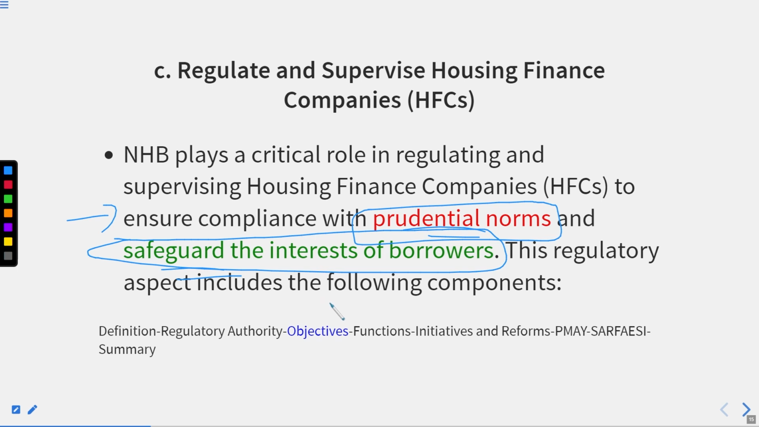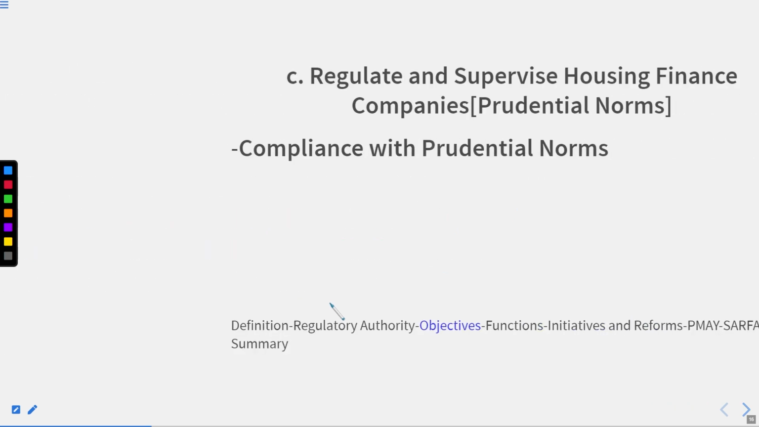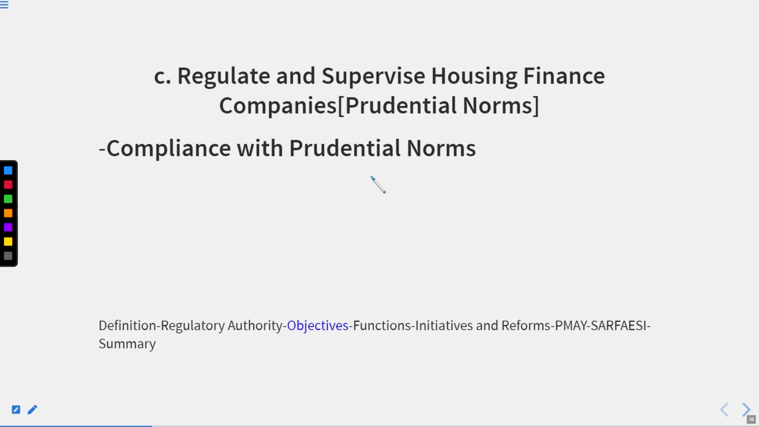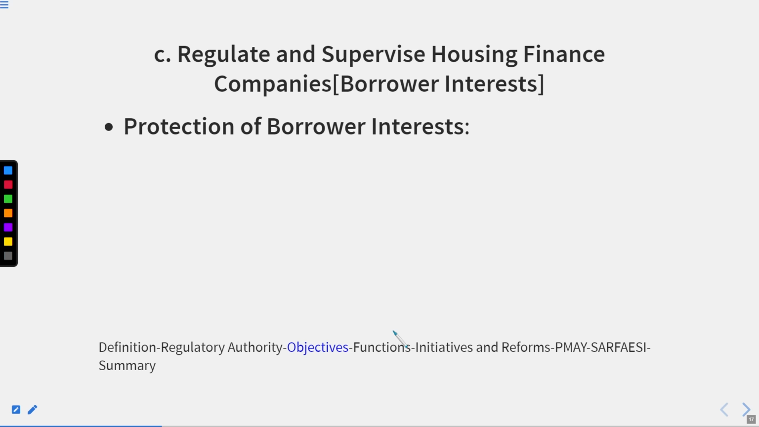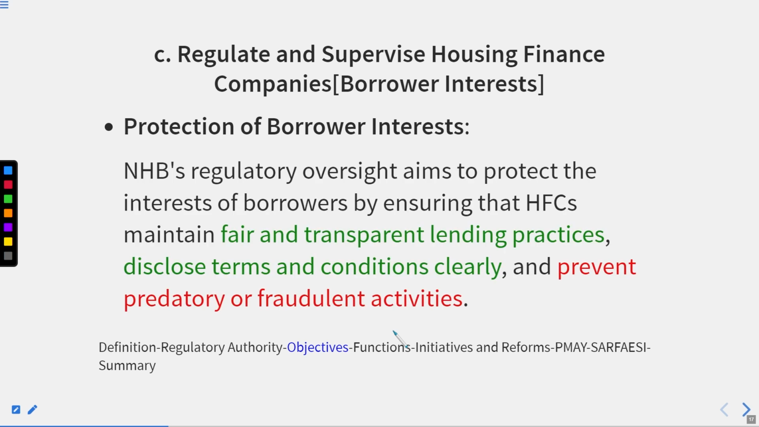These regulatory aspects include the following components, like compliance with the prudential norms. NHB sets and enforces prudential norms, guidelines, and regulations that HFCs must follow. These norms cover aspects like capital adequacy must be maintained, risk management should be acquired, asset quality must be a priority, and corporate governance, meaning ethical practices must be employed.